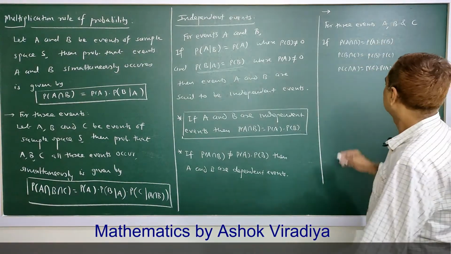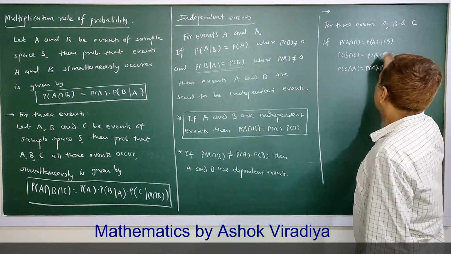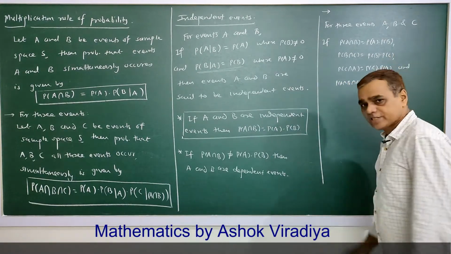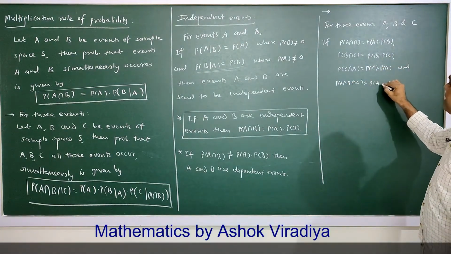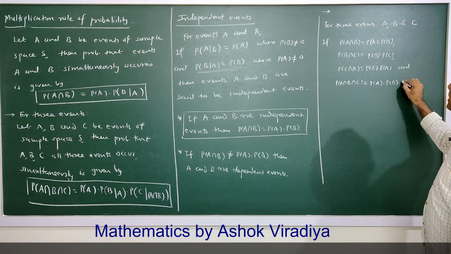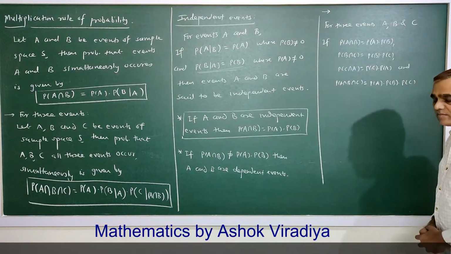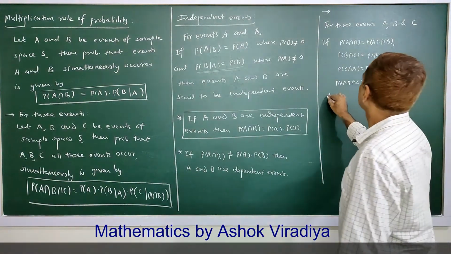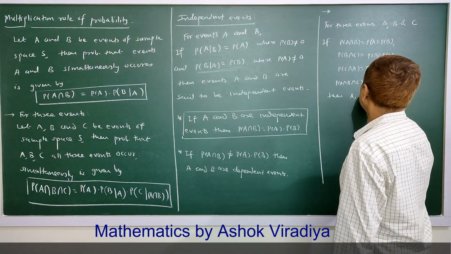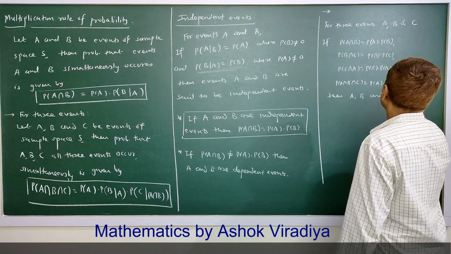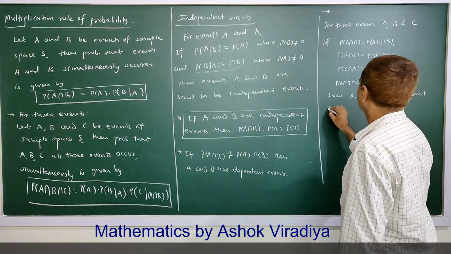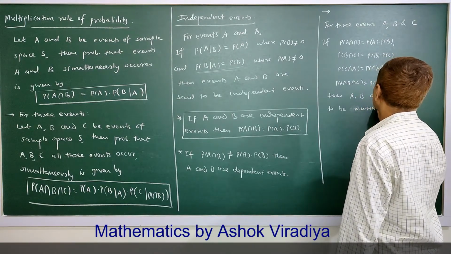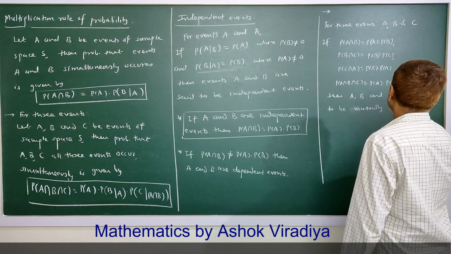One more statement. And probability of A intersection B intersection C is probability of A into probability of B into probability of C. If these conditions are satisfied, then these events A, B and C are said to be mutually independent events.